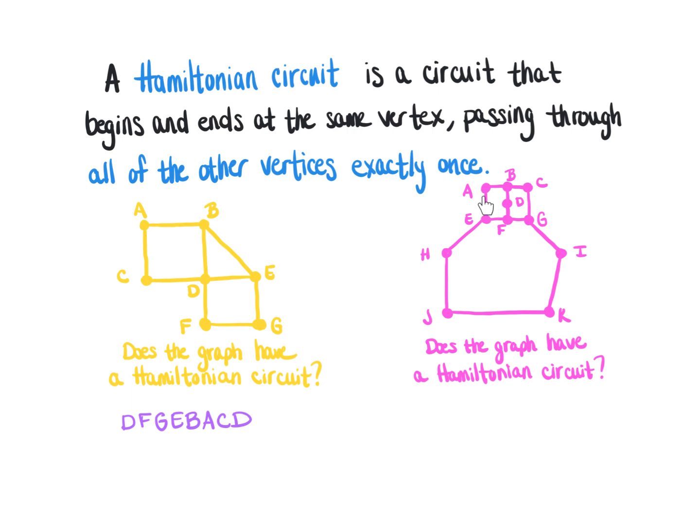And so I think you'll find that up in this section, which kind of looks like the little roof of a house maybe, this is the section that's causing problems. I can't get to all of these vertices without duplicating more than one. And so this graph does not have a Hamiltonian circuit.